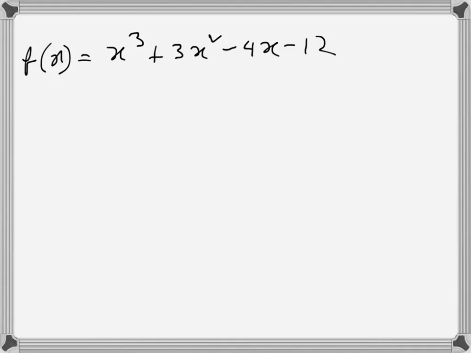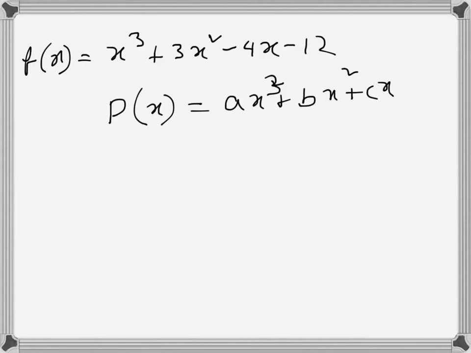We need to factorize this thing using factor theorem. So factor theorem is like this. If, say, a polynomial, maybe ax cube plus bx square plus cx plus d, and if, let's say, x minus alpha divides this one, then p(alpha) will be 0.